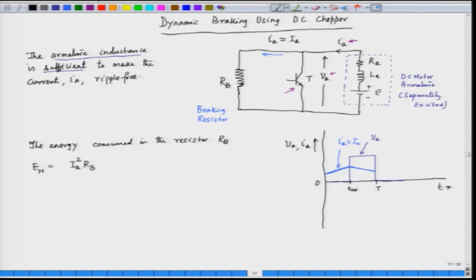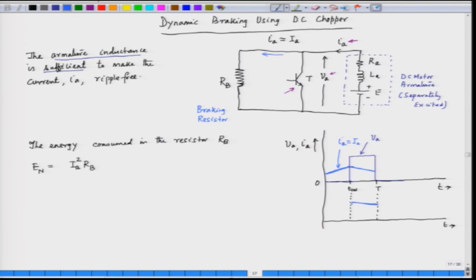So, the braking resistor will see the current in the following fashion. Now, if we draw the current through the braking resistor, the braking resistor will only see the current during the off time of the switch.